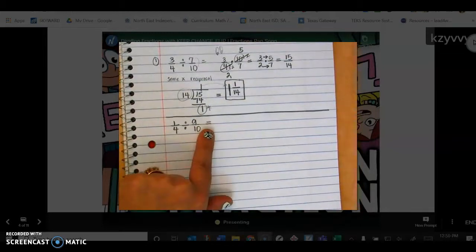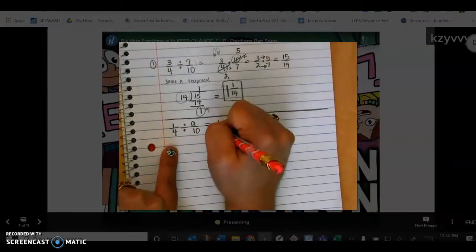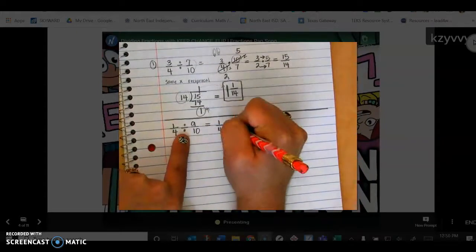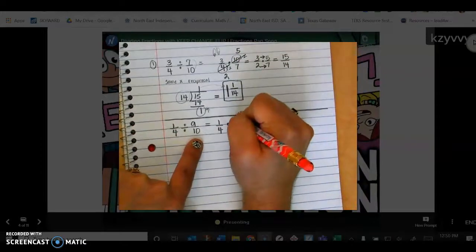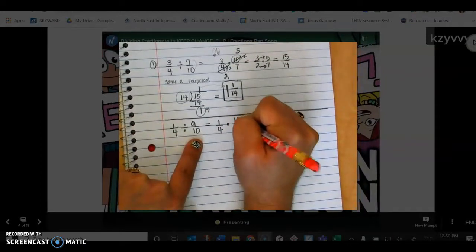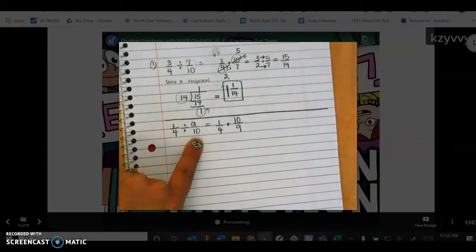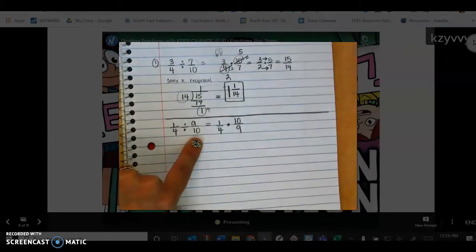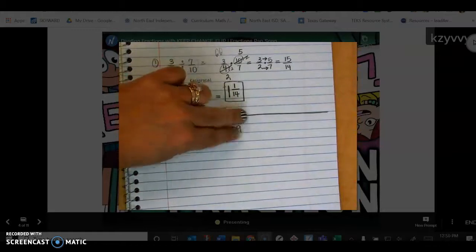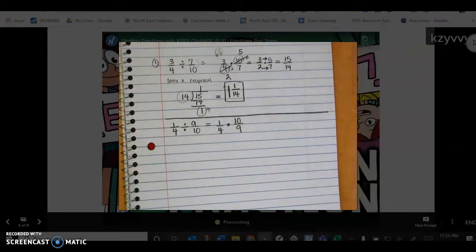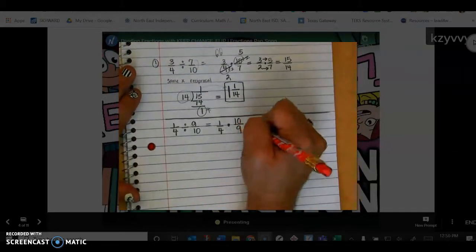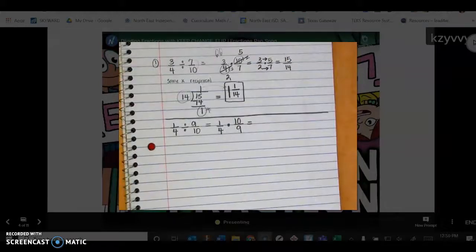My next step is to change it into an equivalent math problem by keeping the 1/4 the same, by changing the division to multiplication, and by taking that 9/10 and finding its reciprocal. Go ahead and try to say that word. It's kind of a fun word to say, reciprocal. And I just exchange the location of the numerator and the denominator, and then now I'm ready to see if there's something to cross simplify.